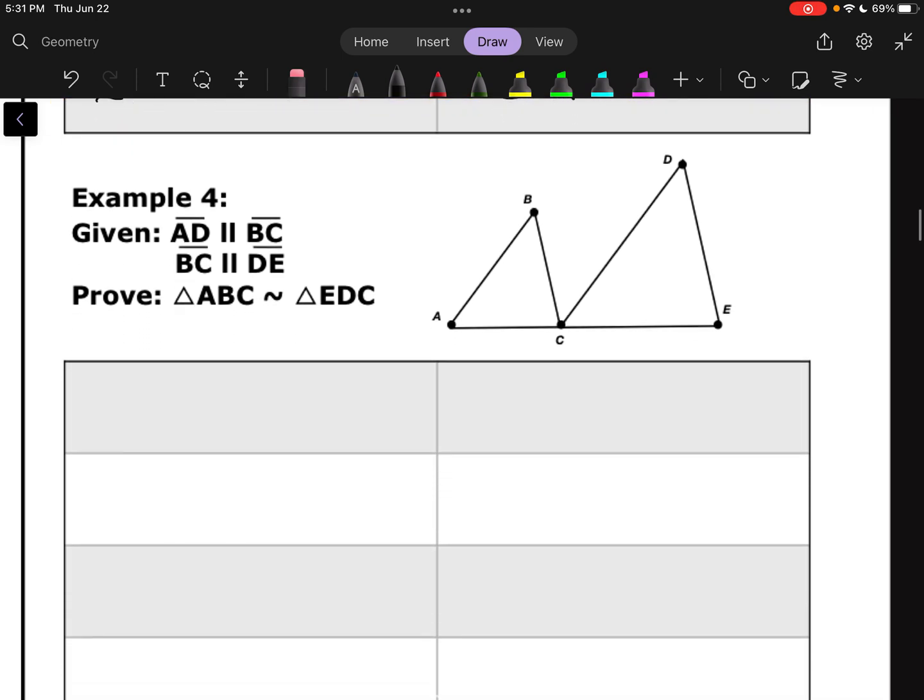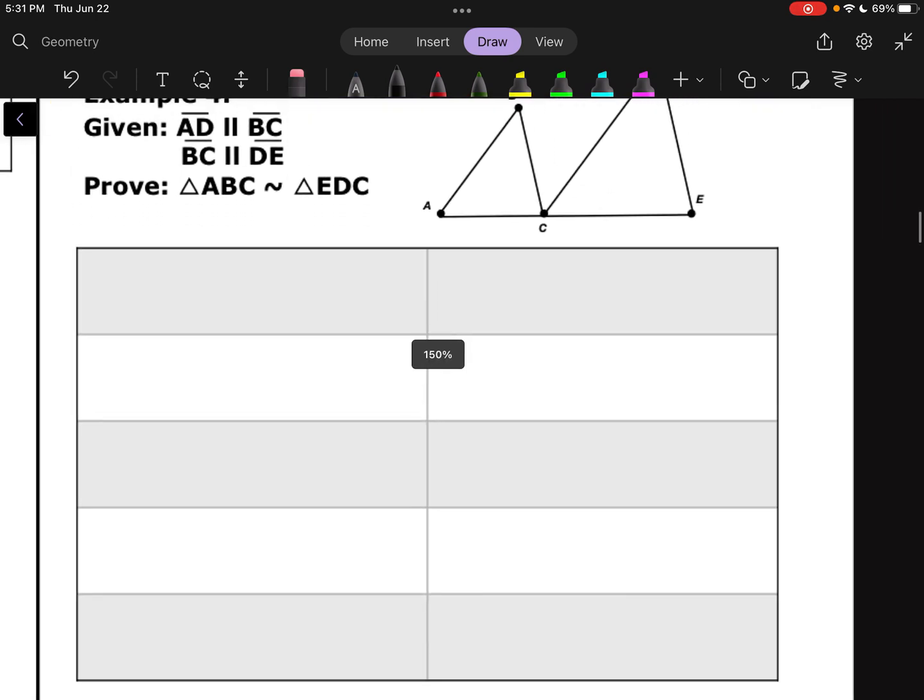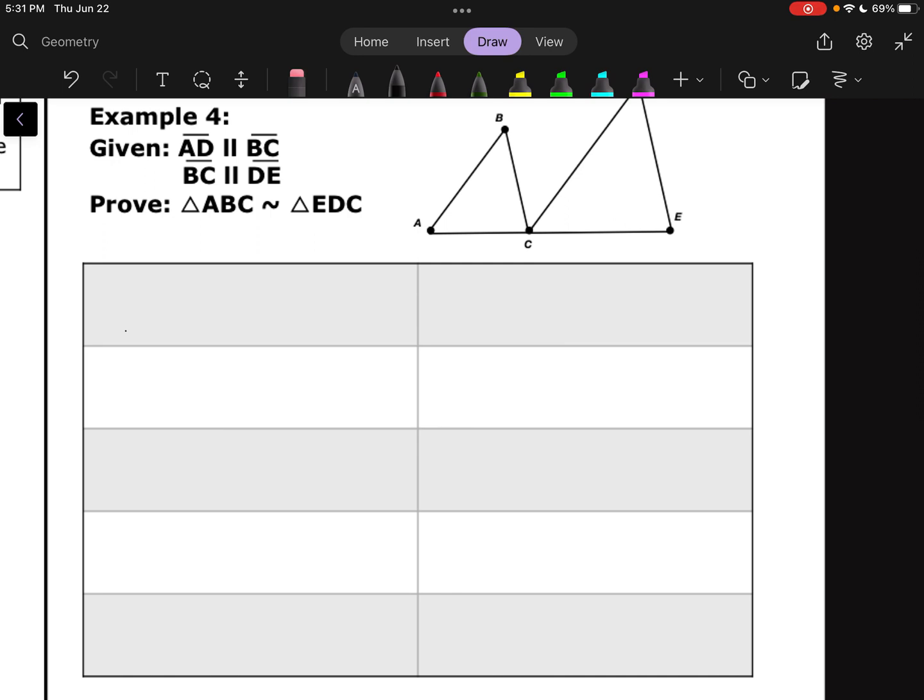All right, and our last one here. What do we have here? We've got AD parallel to BC.